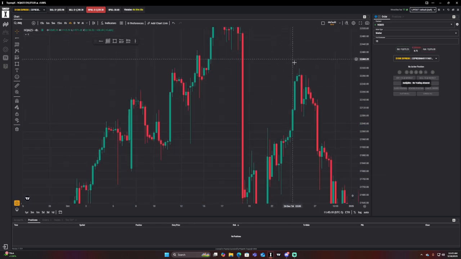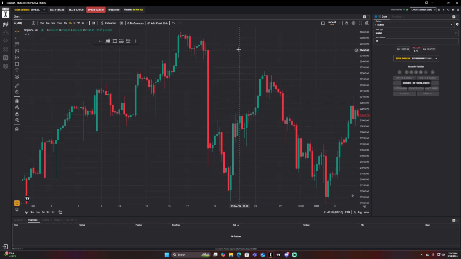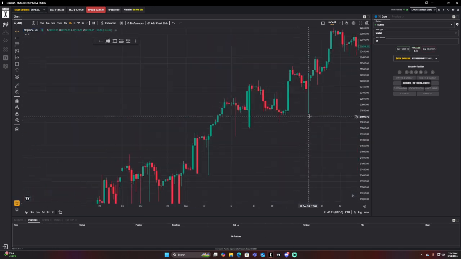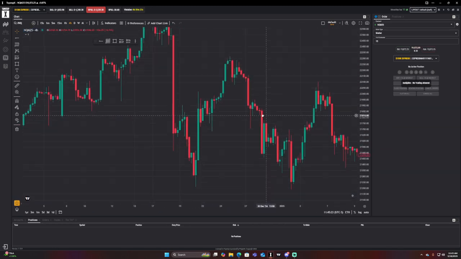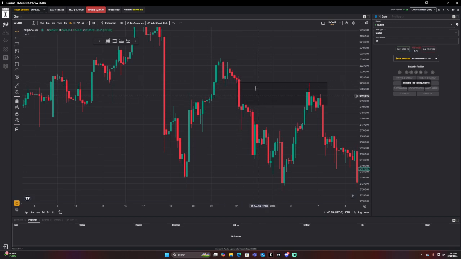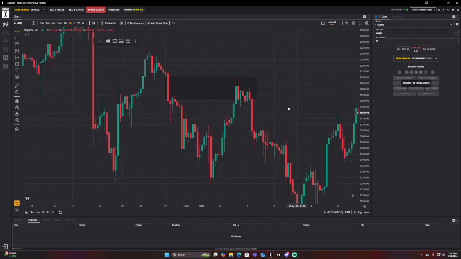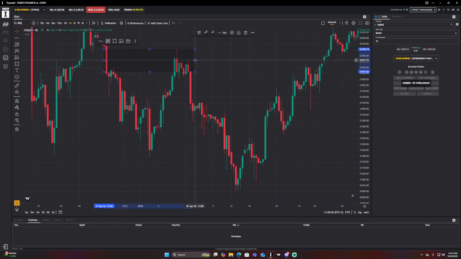That is how imbalances work. Price wants to fill these imbalances to take out any buyers right here to continue higher. Same with bearish examples. Price had to come and fill this gap to take out sellers that sold off on this big candlestick right here, to continue lower. Nothing fancy. Hopefully this video helped.